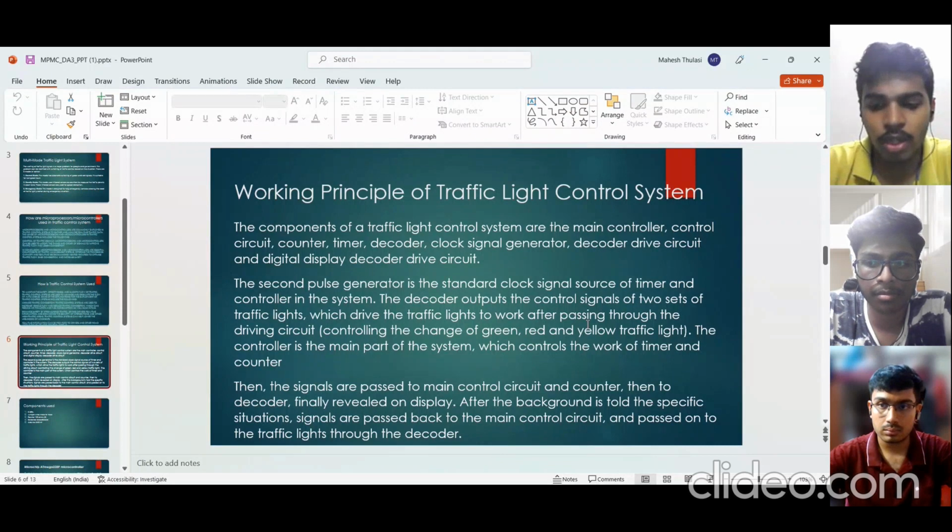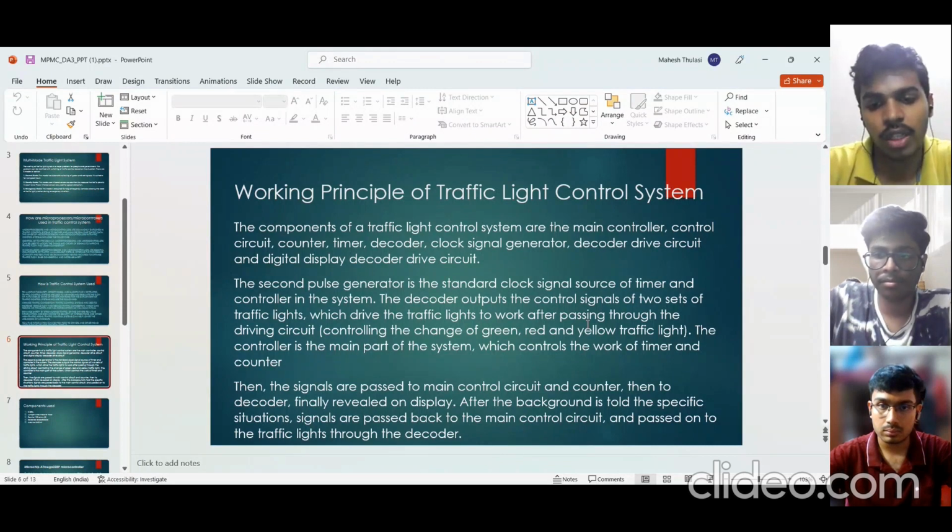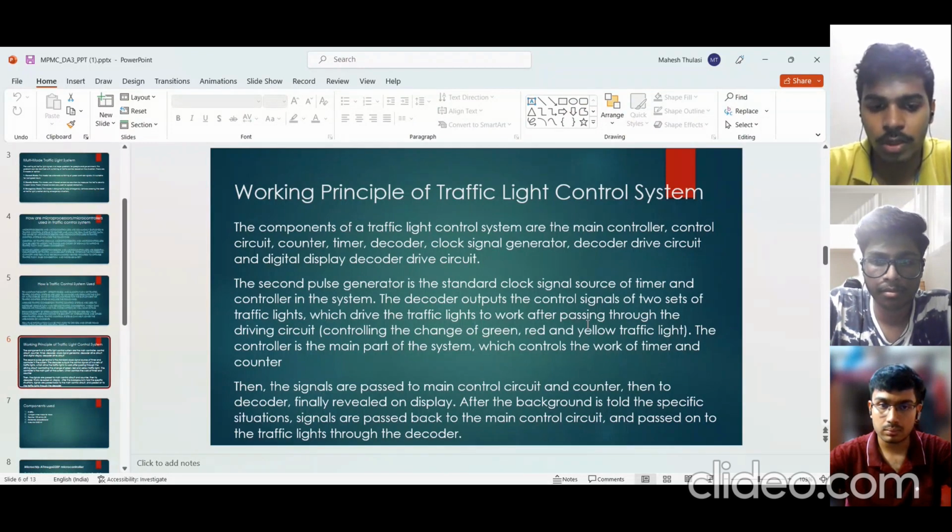After displaying on the right, we can see whether the automobiles move on the road or just pass. After the background is told the specific situations, signals are passed back to the main control circuit and passed on to the traffic lights through the decoder.